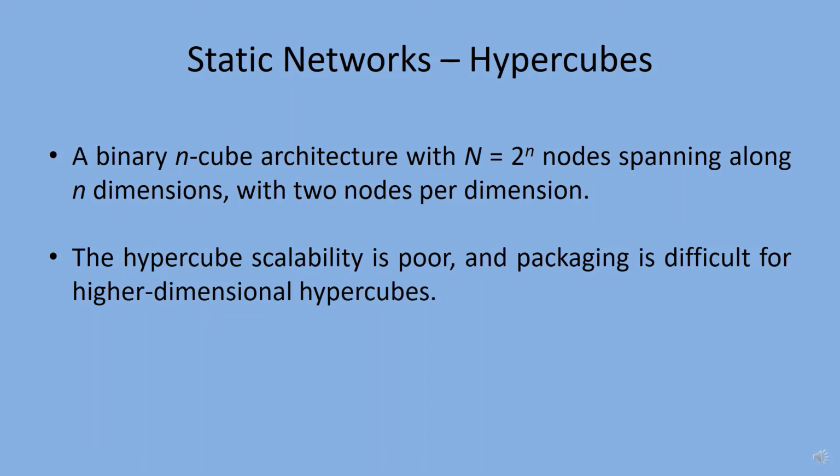An n-cube consists of n equal to 2 power n nodes spanning along n dimensions with 2 nodes per dimension. The node degree of n-cube equals n. The node degree increases linearly with respect to the dimension, making it difficult to consider the hypercube a scalable architecture. With poor scalability and difficulty in packaging higher dimensional hypercubes, the hypercube architecture was gradually being replaced by other architecture.